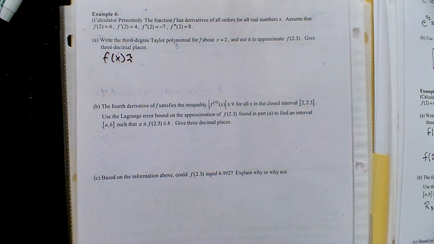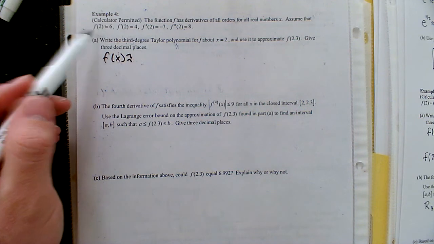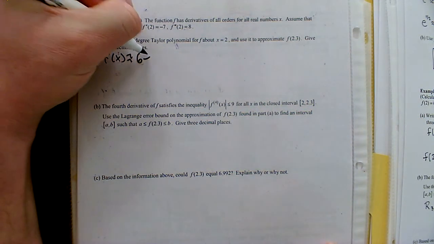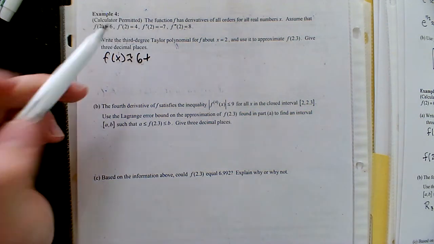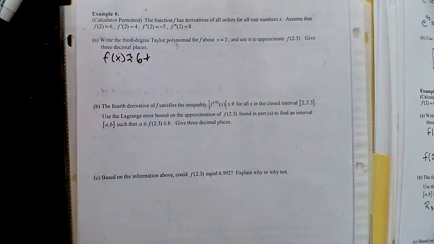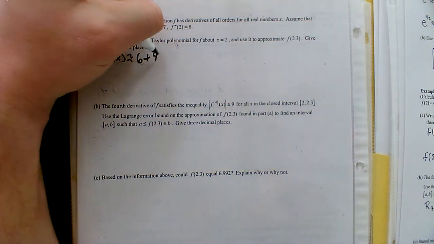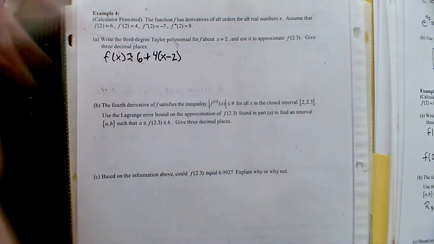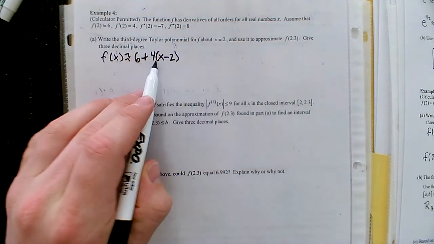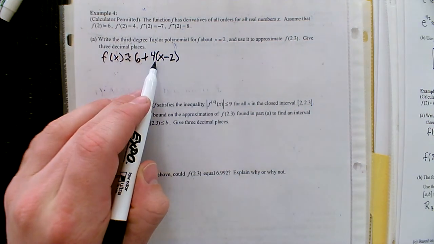So think about how we created the Taylor polynomial. Think about the terms. It's what plus what plus what plus what. Where are the factorials, the powers, and coefficients? So what term comes first? 6. Yes, 6. That's the first one. 6 plus 4. No, 4x minus 2. Exactly. Don't forget the center now, they're saying it's about x equals 2. So 4 times x minus 2.